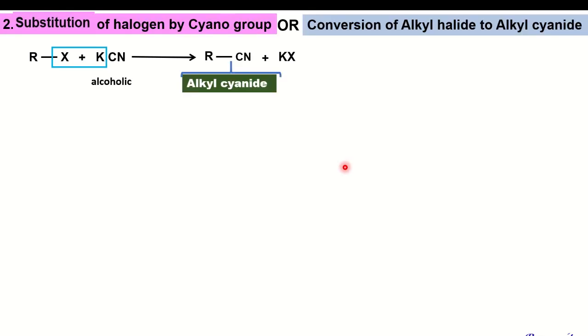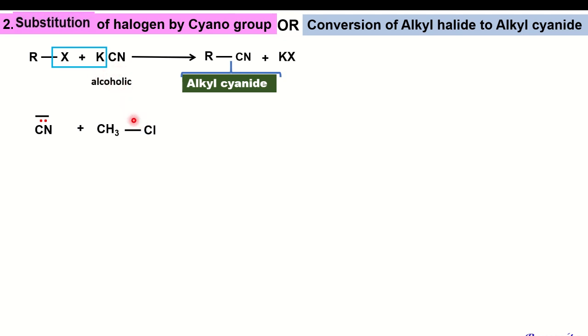Now we will study the second substitution reaction, that is substitution of halogen by cyano group, or conversion of alkyl halide to alkyl cyanide. Alkyl halides react with alcoholic potassium cyanide solution to yield RCN, that is alkyl cyanide, plus KX. Let us see how potassium cyanide reacts with methyl chloride.